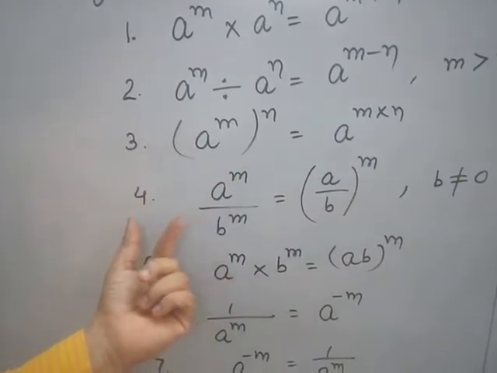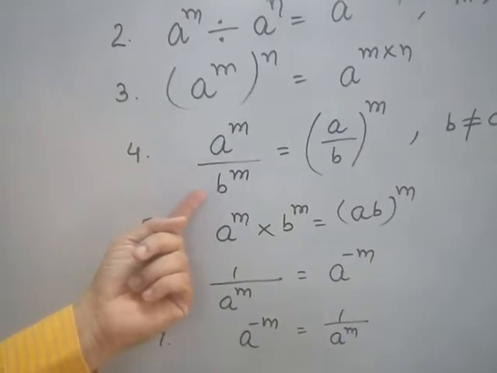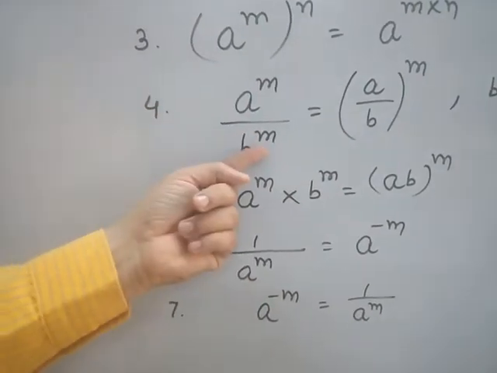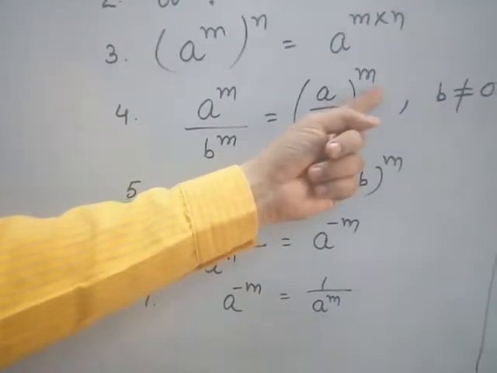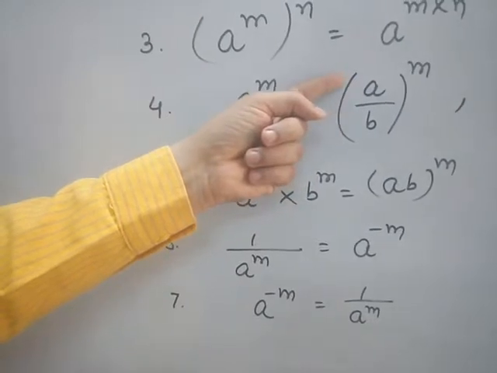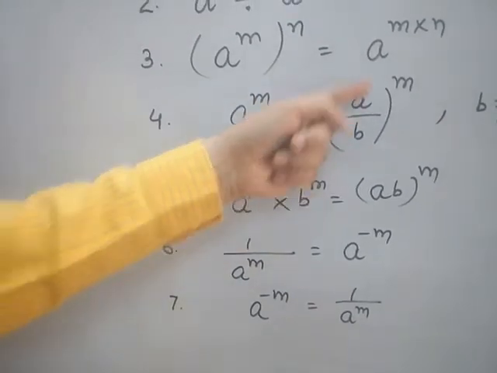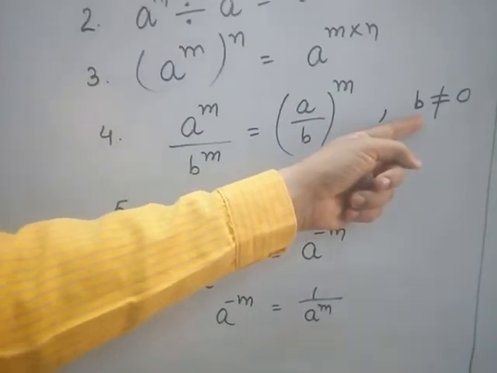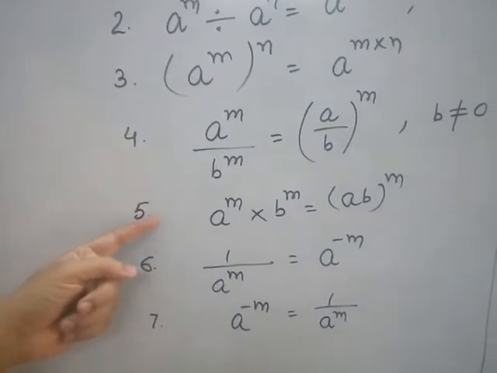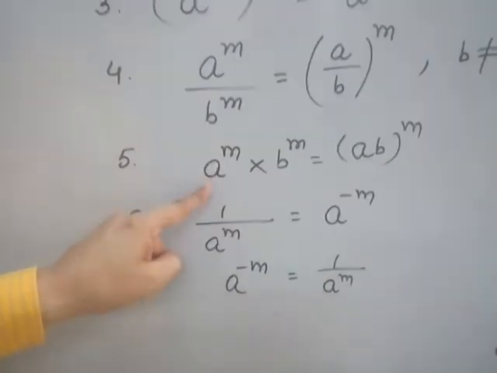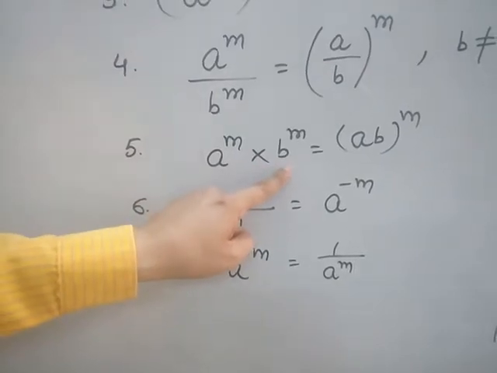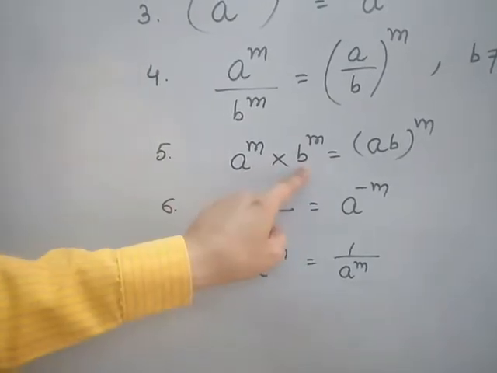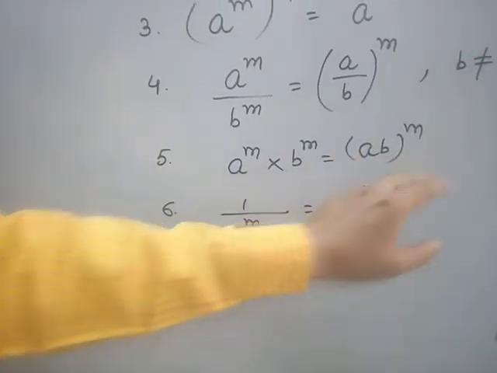Fourth, a^m divided by b^m. Here the power is the same, so you can write it as a whole power: (a/b)^m. But the condition is that b can never be 0; b is not equal to 0. Fifth one, a^m × b^m. Here again the power is the same, so it will be (a×b)^m, like (ab)^m.